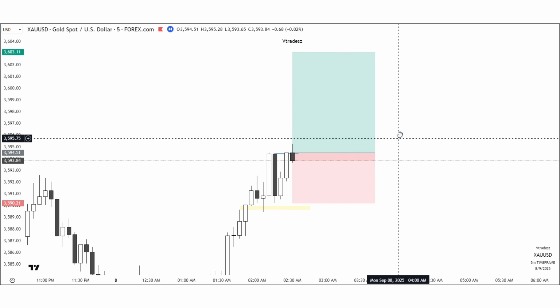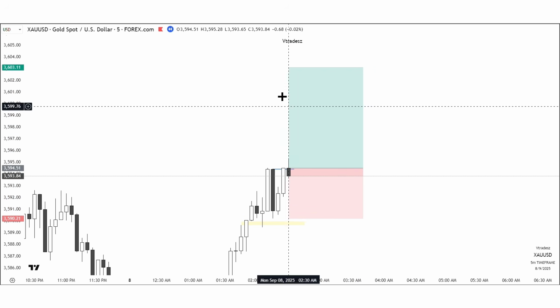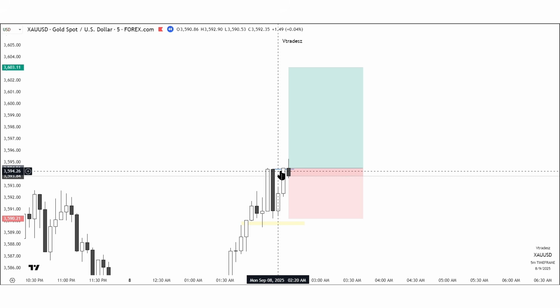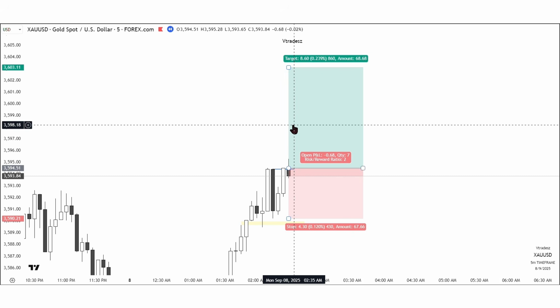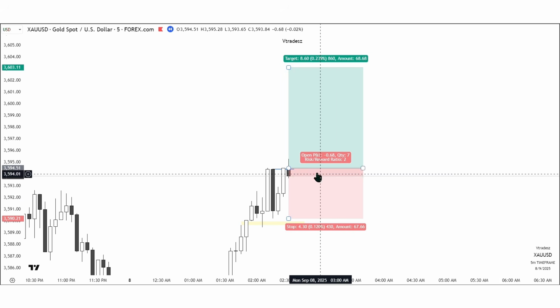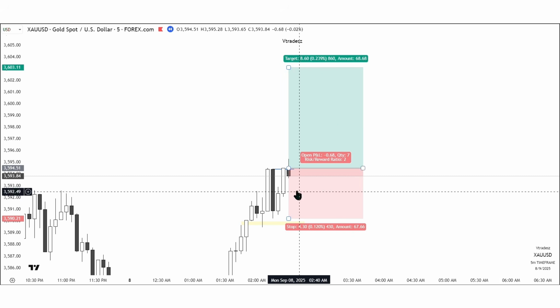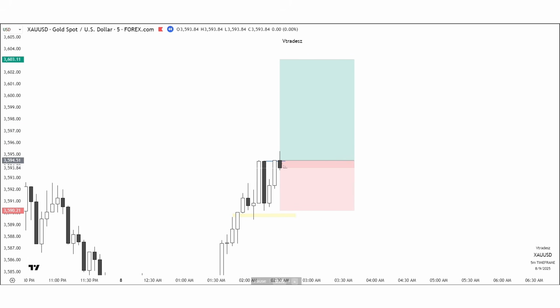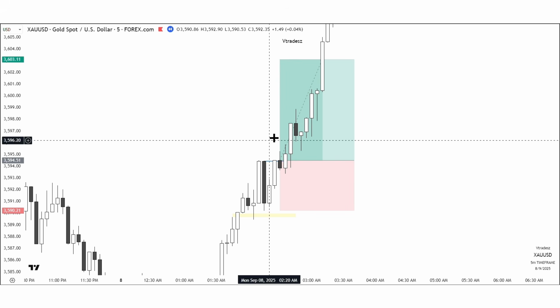Why do we enter on candle close? Because price does not always retrace. Waiting for retracements can cause you to miss the move entirely. Candle closure confirms intent, and we let price deliver. As you can see, price continues higher and our take profit is hit cleanly.